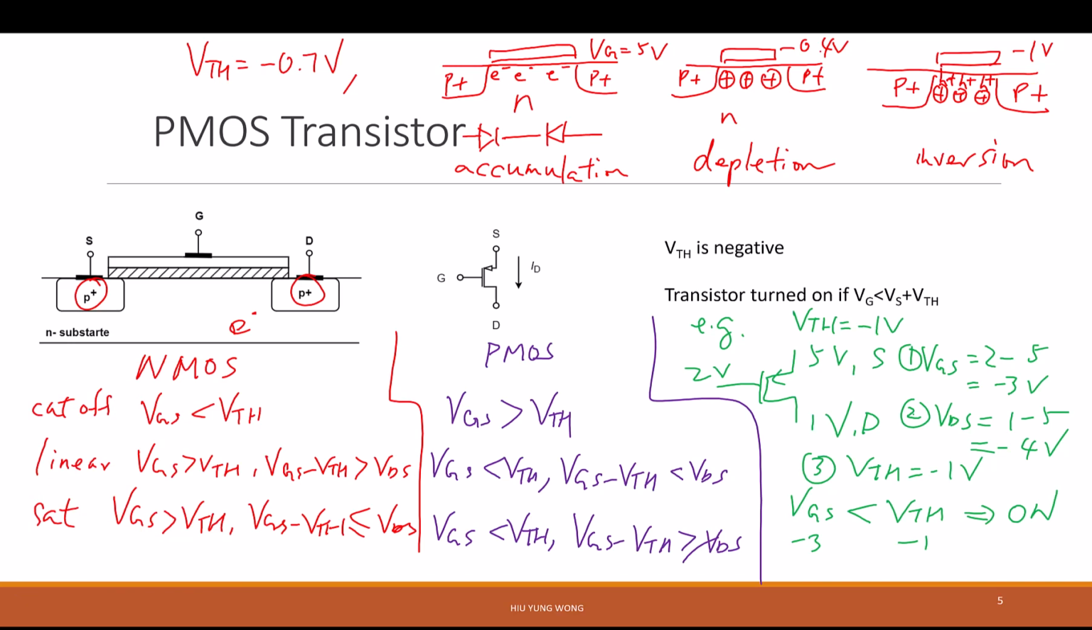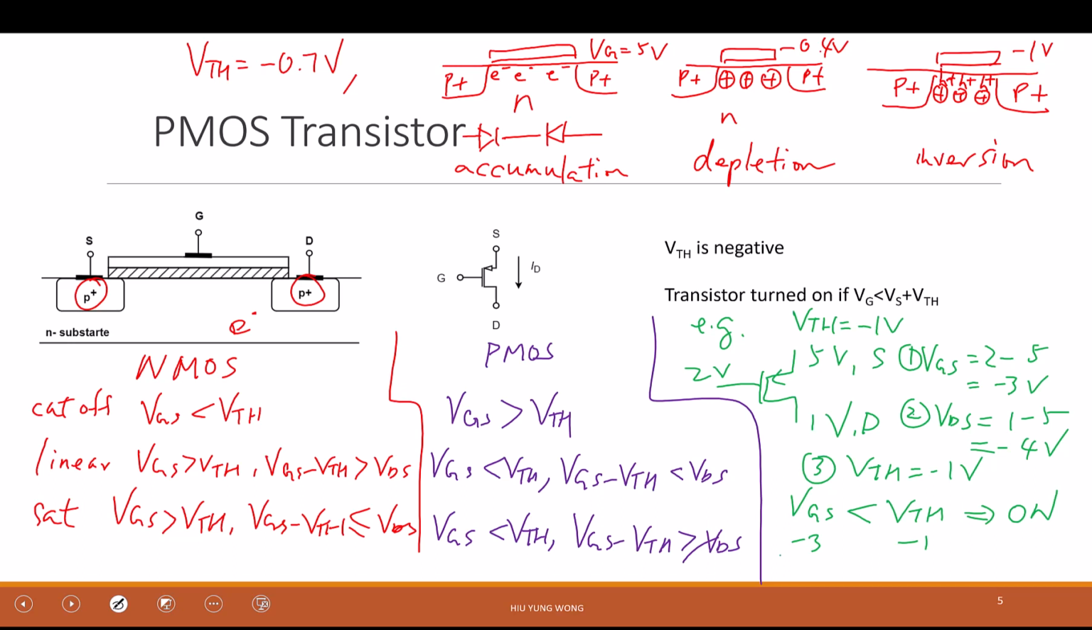Isn't that schematic the drawing for PMOS? It is a drawing for PMOS, yes. So VGS has to be greater than VTH. No, to be off, right? Off is greater. Yeah, it's kind of opposite to NMOS.